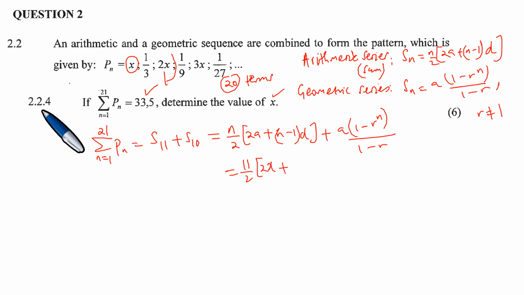Okay. Right. So we have that the first term. What is the first term? It's x, right? And then you have n minus 1. What is n minus 1? Right, so we are dealing with 11 terms. n is 11, so you're going to have 11 minus 1. Okay, so we have that. The common difference is what? 2x minus x is what? Is x.